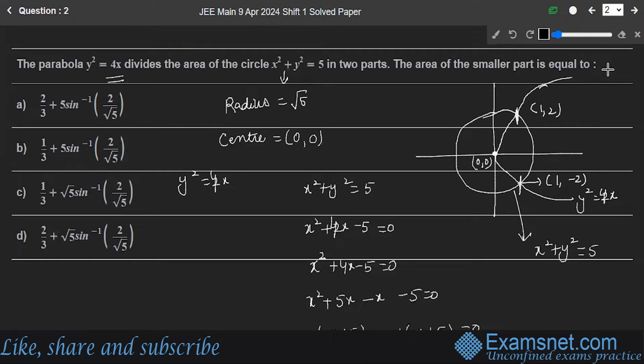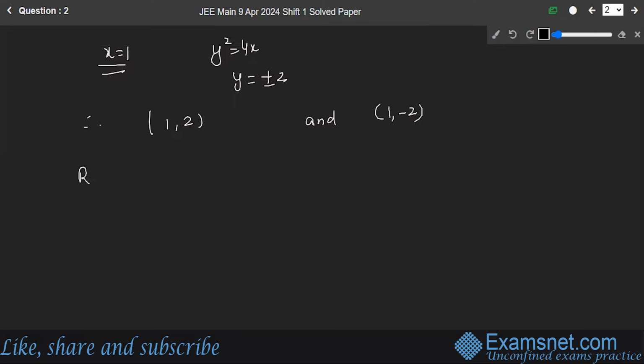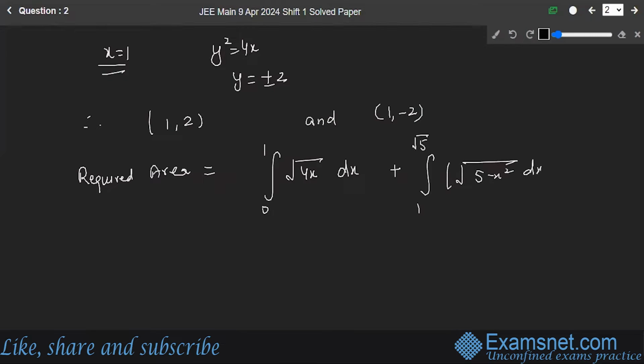Now, the area of the smaller region bounded by these two figures is this shaded area. This has to be considered. Now, this point is 1, 0, and this point is root 5, 0, because the radius is root 5. Now, the required area is equal to, from 0 to 1, I'll be taking the parabola, and from 1 to root 5, it will be the equation of the circle.